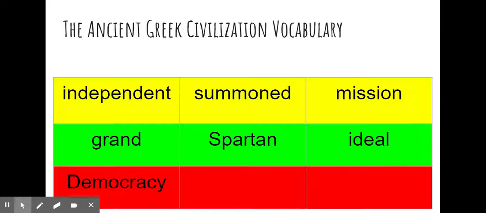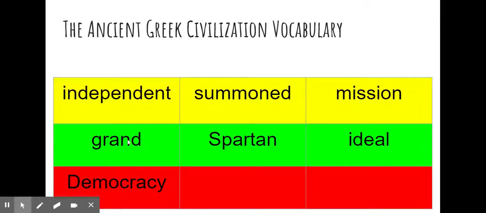democracy. Which of these is one of the contributions that the ancient Greeks gave us? It's what we talked about yesterday, and that contribution was democracy. Which of these would you use to describe something so impressive, kind of like the Parthenon?